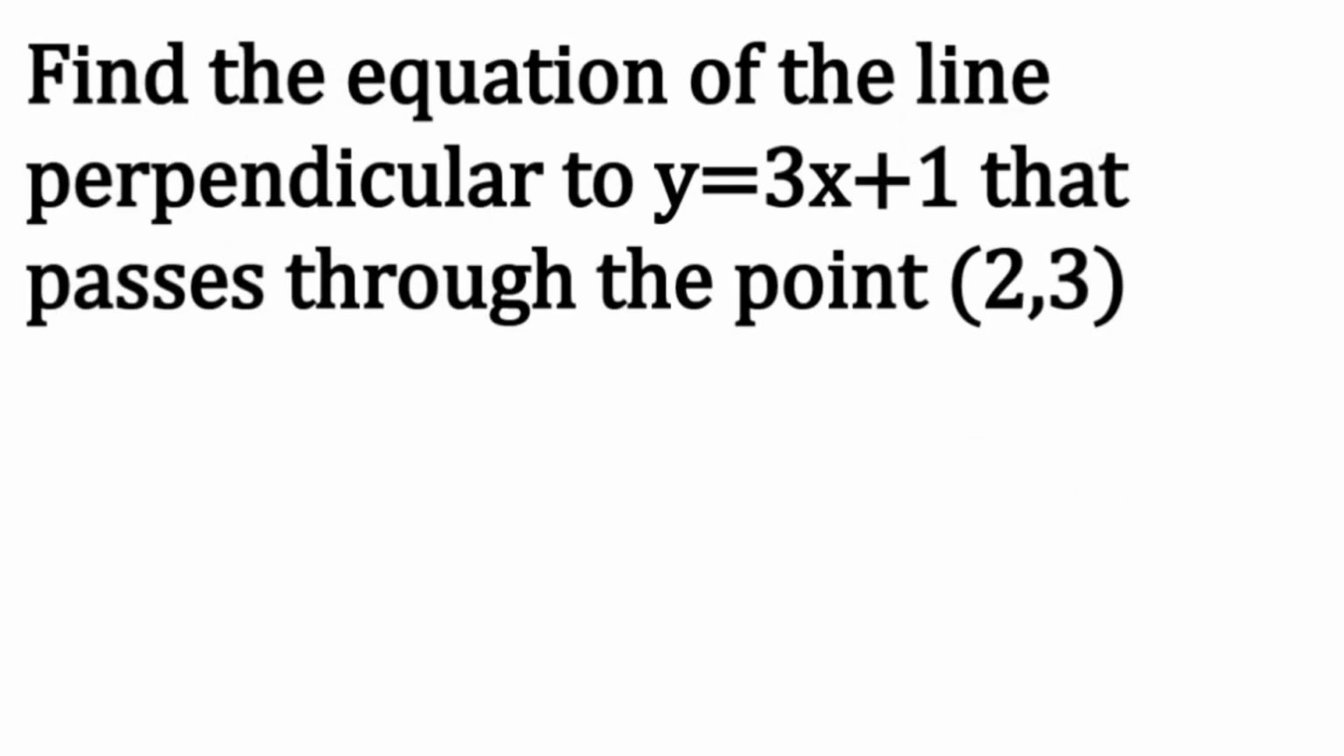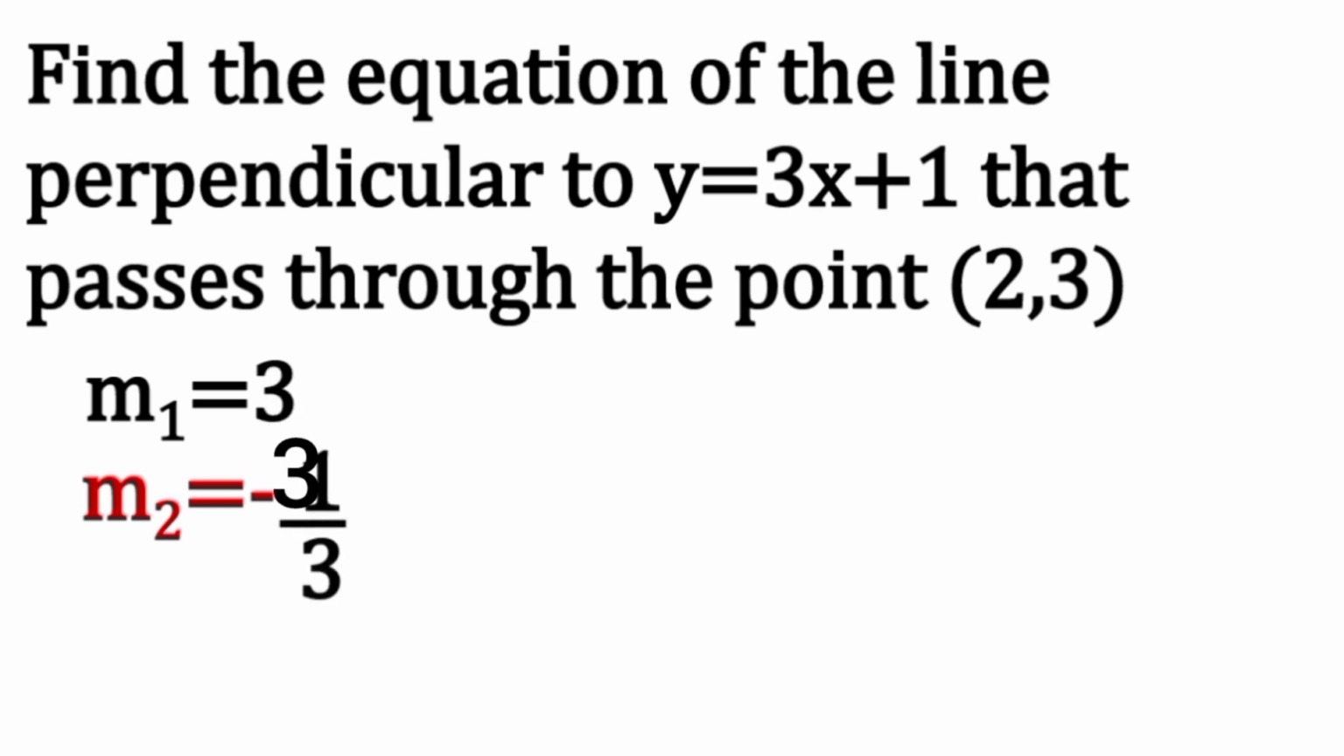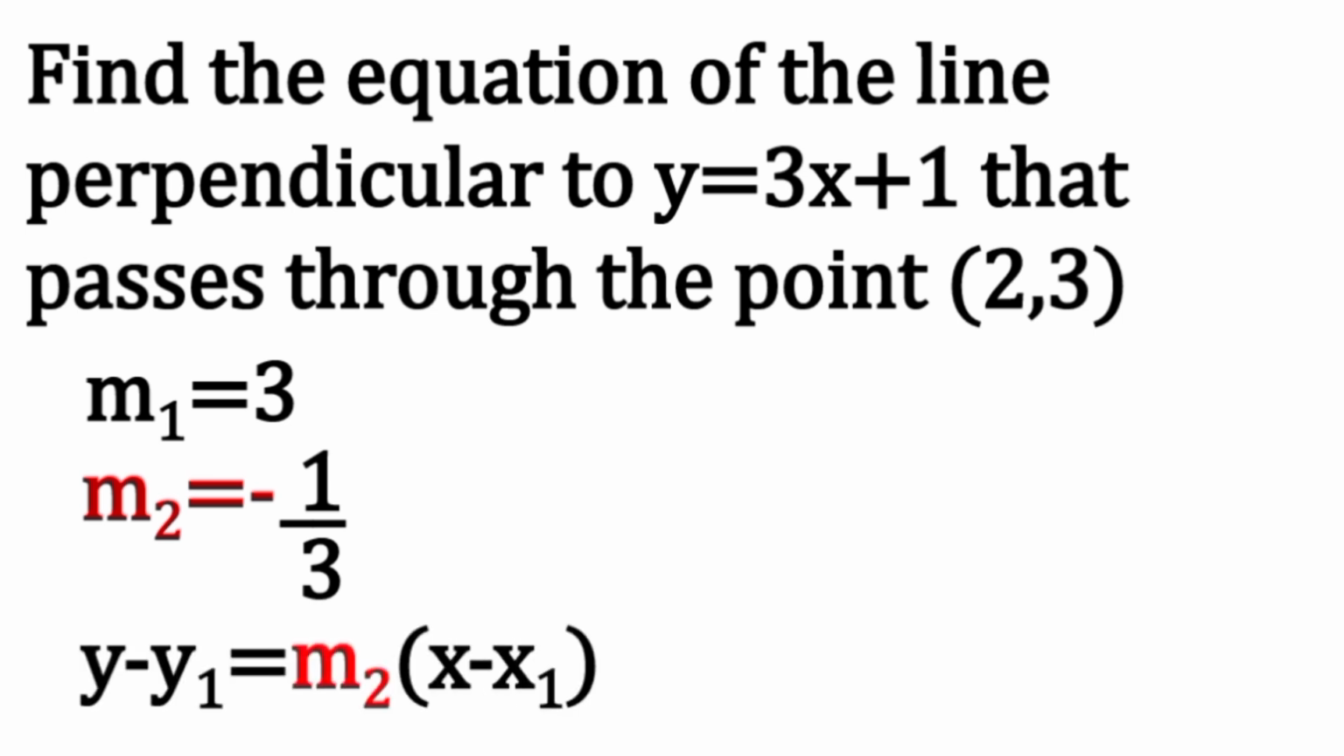For example, find the equation of the line perpendicular to y equals 3x plus 1 that passes through the point (2, 3). Our M1 here is 3. So our M2, the slope of the perpendicular line, is equal to negative 1/3. And we can use the point-slope form: y minus y1 equals M2 times quantity x minus x1.